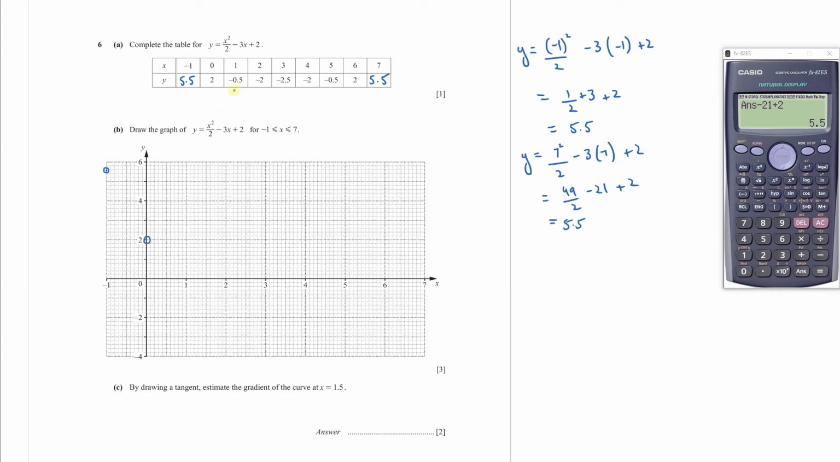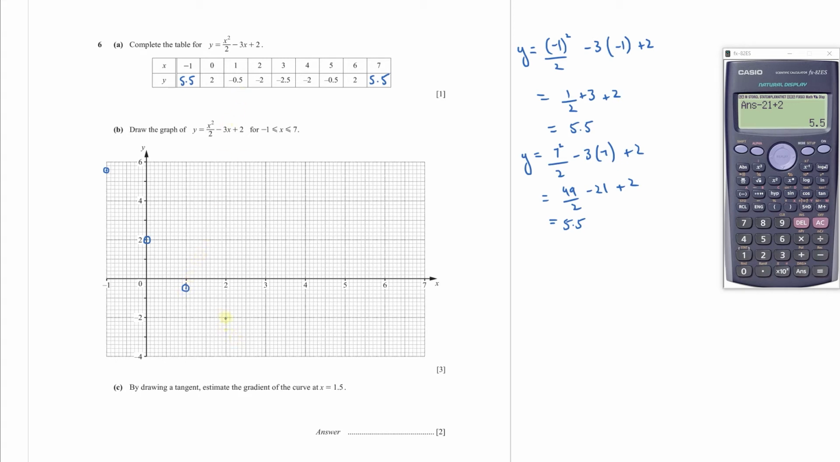The next value is 1 and minus 0.5. So 1 and minus 0.5. So 1 is here, minus 0.5 will be in the middle of this small block. This value is minus 0.2. This is minus 0.6, minus 0.8, minus 1. So yeah, this will be minus 0.5.